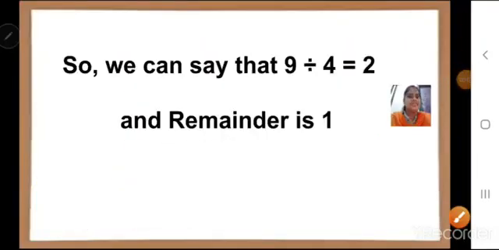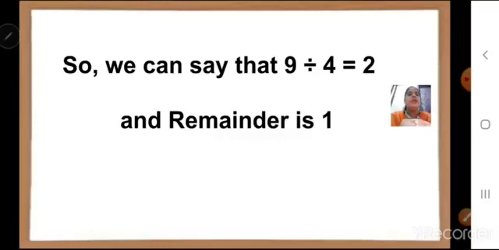So we can say 9 divided by 4. There were 9 packets of fries, right? And we divided them among 4 children. And what is the answer? 2. They all got 2 packets each. Correct? And the remainder is 1 because 1 packet was left. So this is the answer.